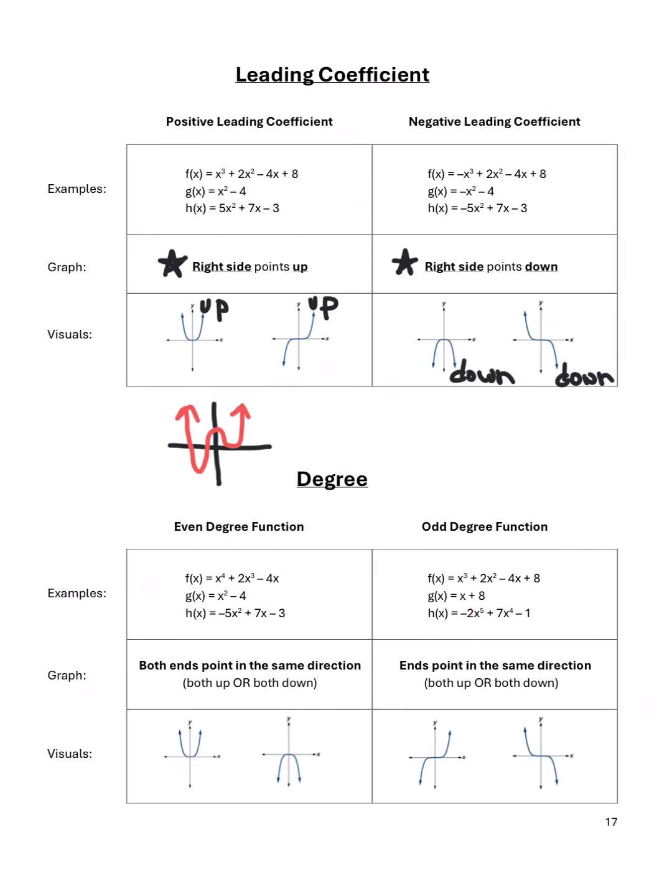Does this graph have a positive or a negative leading coefficient? If you said positive leading coefficient, you're right, because look, we're looking at the right side of the graph and it's pointing up. So if it's pointing up, it means it has a positive leading coefficient. Whereas if it looked like this, let me draw my axes in the same color, if it looked like, let's just say, this, that would be a negative leading coefficient, because the right side is pointing down. So that's how we tell by looking at a graph whether the leading coefficient is positive or negative.